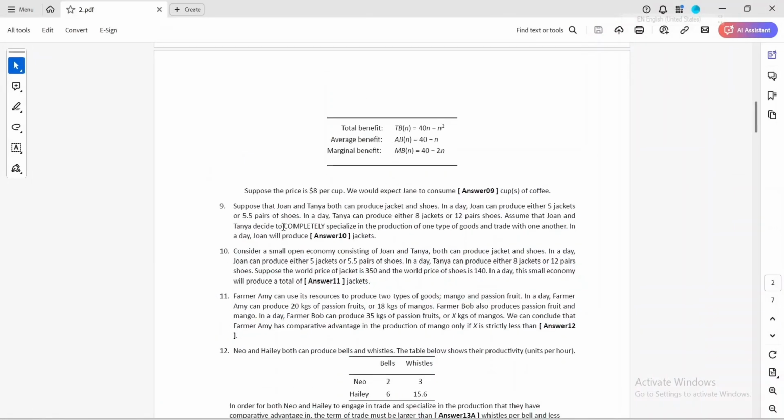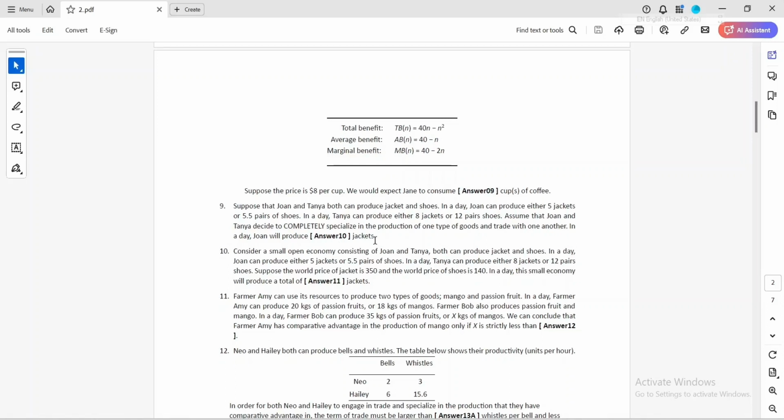Let's do the next question. Suppose that John and Tanya both can produce jacket and shoes. In a day, John can produce either 5 jackets or 5.5 pair of shoes. And in a day, Tanya can produce either 8 jackets or 12 pair of shoes. Assume that they completely specialize in the production of one type of goods and trade with another. In a day, John will produce how many jackets?